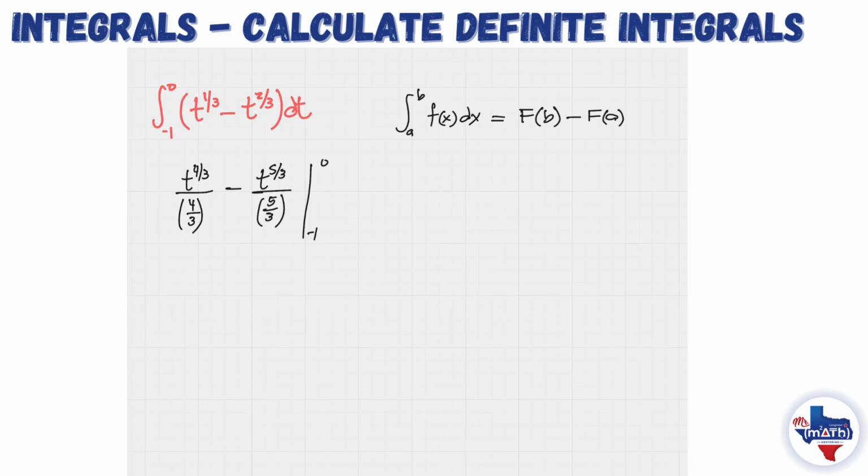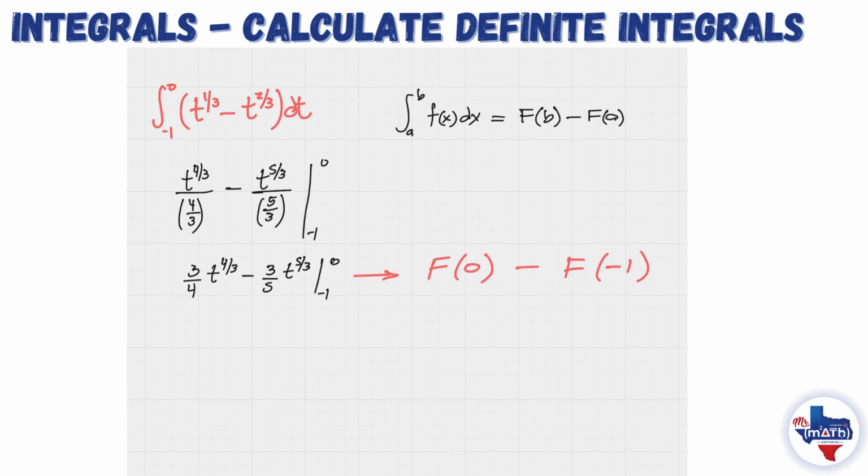Okay, let's simplify a little bit. This will be 3/4 t to the 4/3 minus 3/5 t to the 5/3. Okay, and this is evaluated from -1 to 0. Remember what we need to do. We need to evaluate the function on 0 minus the function evaluated on -1.